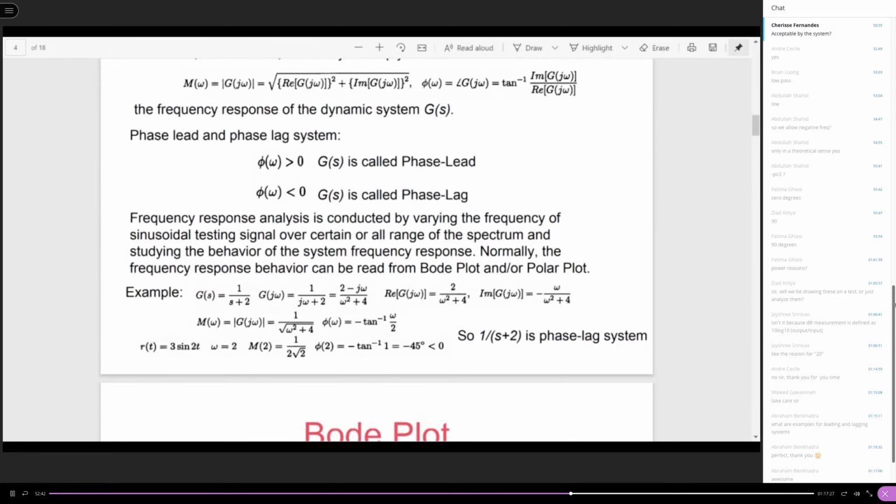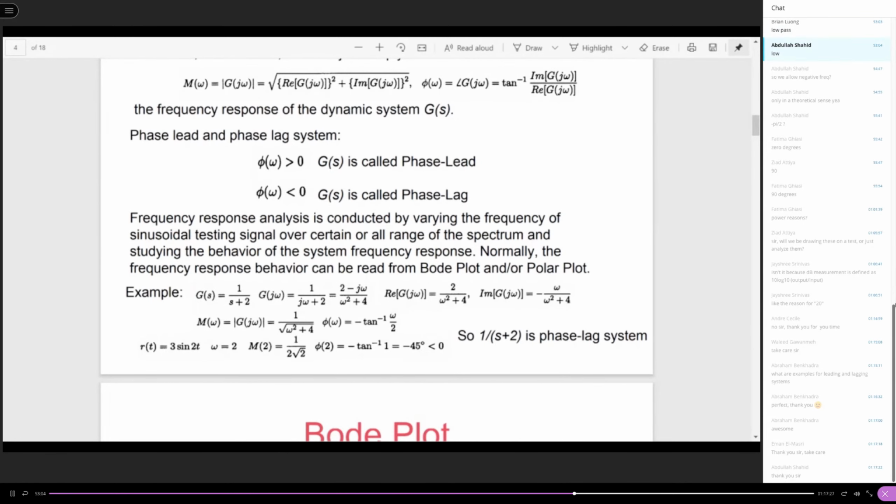You guys have the concept of the high pass filter and low pass filter, right? You have the signal processing course, is that right? Okay, so you tell me what kind of filter this system, 1 over s plus 2, is going to be. High pass or low pass? Low pass. Yes, apparently it's a low pass, right?